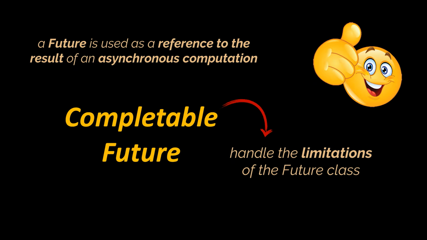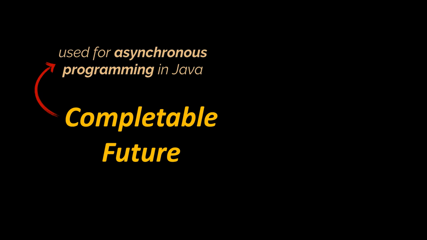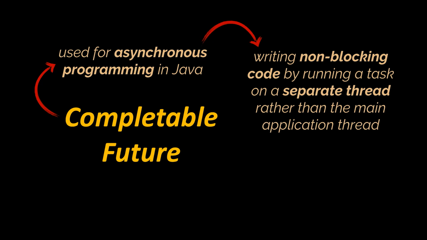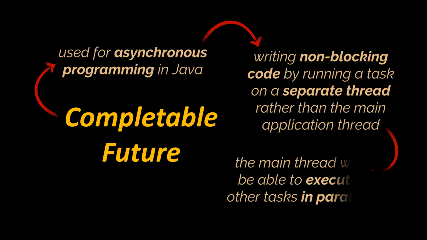So what's a Completable Future? The Completable Future class, just like the future one, is used for asynchronous programming in Java. Asynchronous programming is a means of writing non-blocking code by running a task on a separate thread rather than the main application thread. This way, the main thread won't have to wait for the completion of this async task and can execute other tasks in parallel, improving the overall performance of our program.